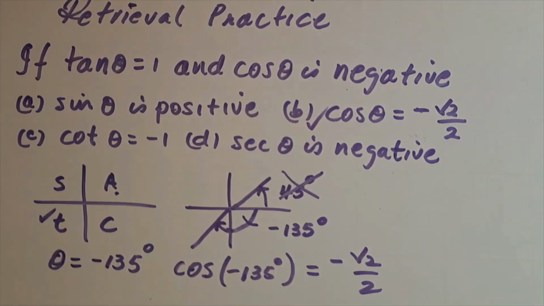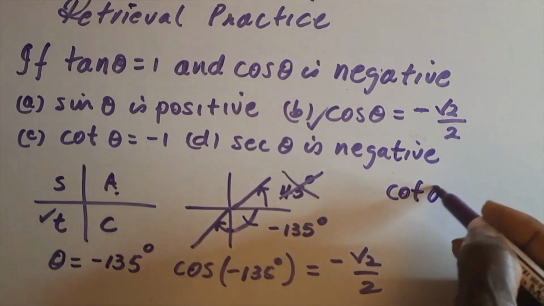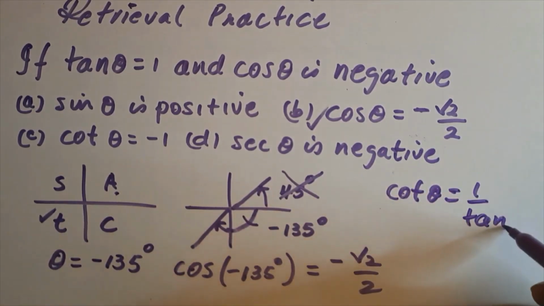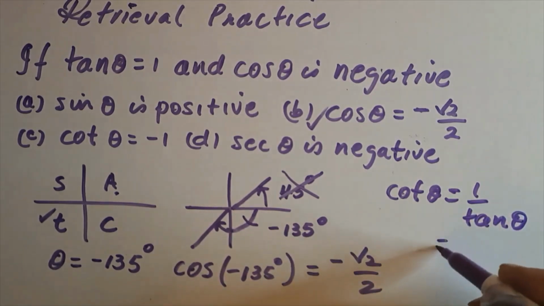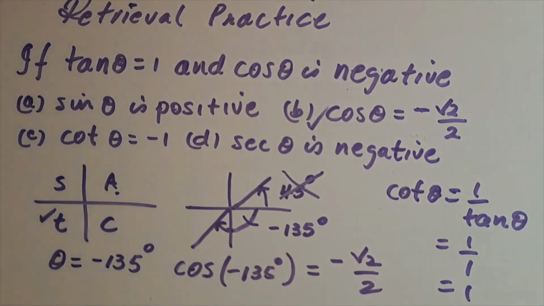Now what about C? Cot theta is equal to minus 1. Well, we know tan theta is 1 and cot theta is simply the reciprocal of tan theta. So that would be 1 over 1, which is equal to 1. So C is not correct, as cot theta is not equal to minus 1.